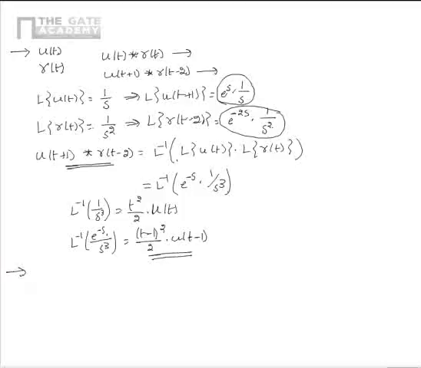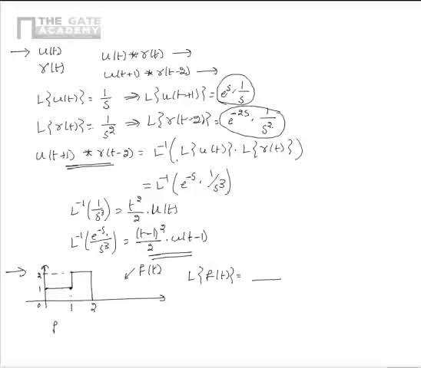Now let us start looking into another problem as per which there is a signal f of t which is as shown in the figure. The function f of t is 1 in the range of 0 to 1 and it is 2 in the range of 1 to 2 seconds. We need to find the Laplace transform of f of t, where f of t is the given function.